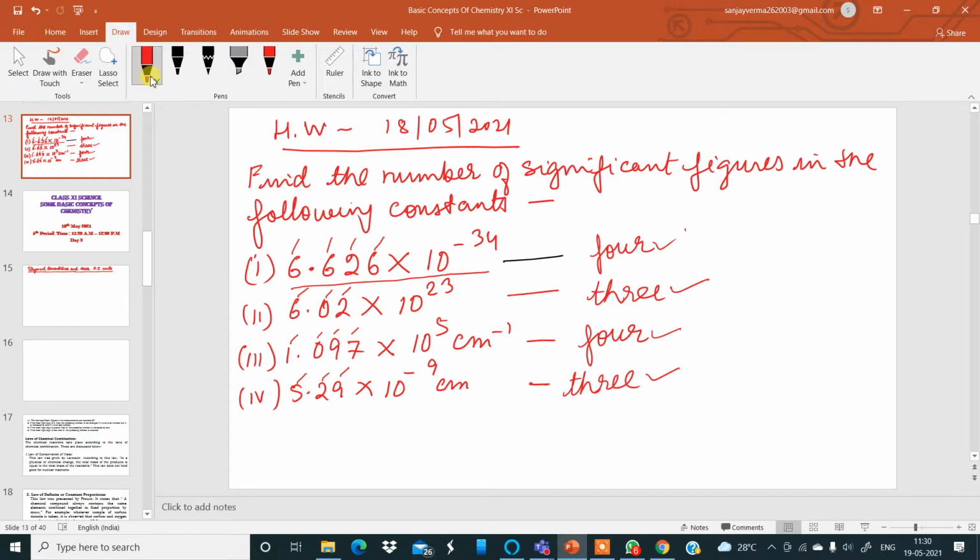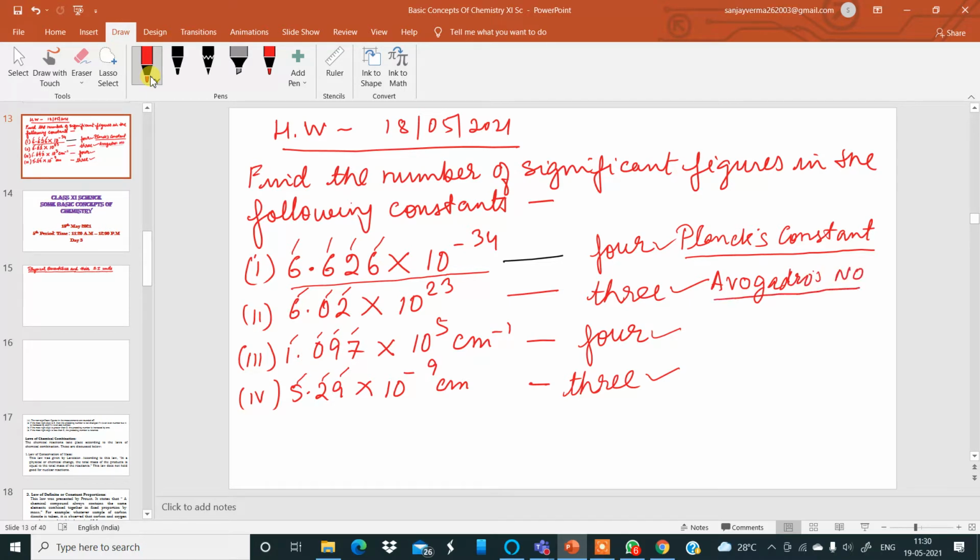It is called Planck's, P-L-A-N-C-K-S. Planck's constant. The second number which you see over there, 6.02 into 10 power 23. Have you seen this number before? Avogadro's law? It is not law. It is called Avogadro's number. AVO, Avogadro's number.